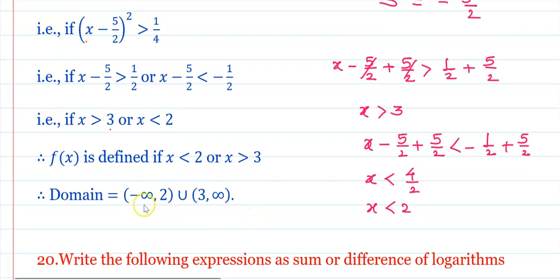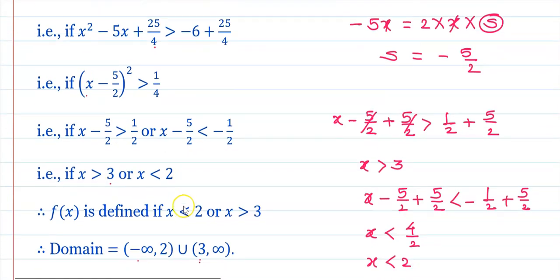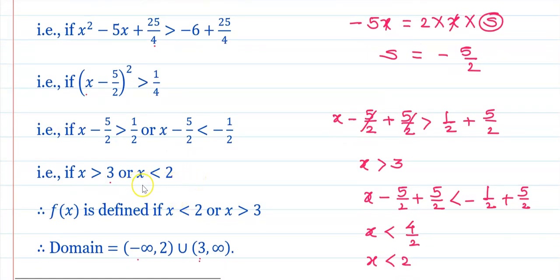And therefore the domain: x is less than 2, that means its interval is minus infinity to 2, and x is greater than 3 means the open interval from 3 to infinity. This is the domain, that equals the open interval minus infinity to 2 union the open interval 3 to infinity in this way. Okay, once again you can see here, we make this quadratic equation a perfect square, and evaluate it, find out the value of x.